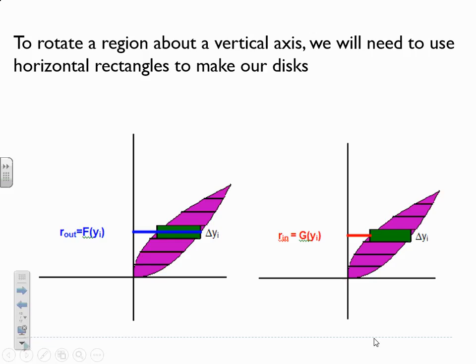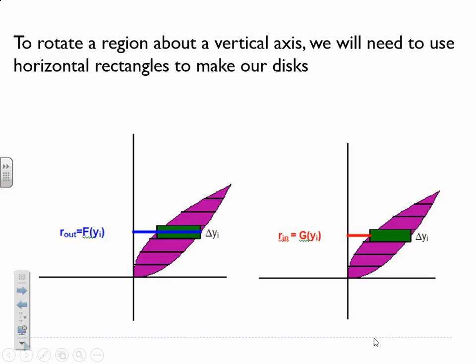Today we are going to do the same thing, but we're going to rotate around vertical axes, which means we will need horizontal rectangles in order to be able to make those discs or washers. I want you to notice how our rectangles have to be perpendicular to the axis of rotation so that when we rotate them, we get that disc or washer figure.